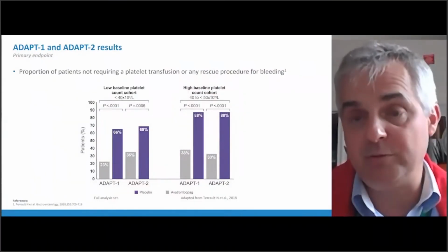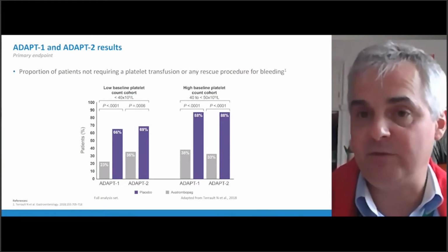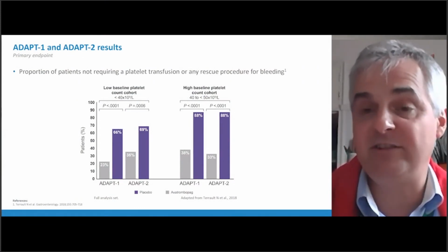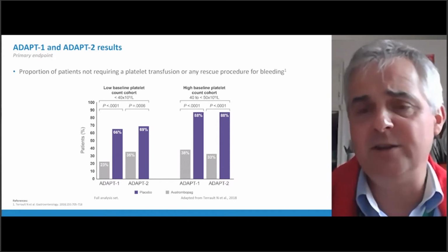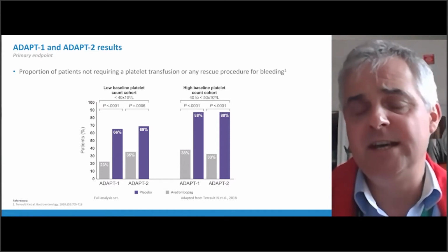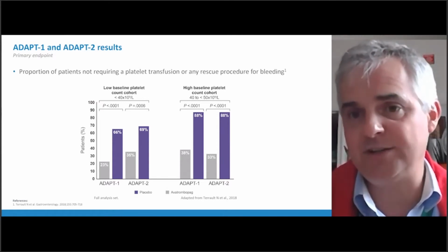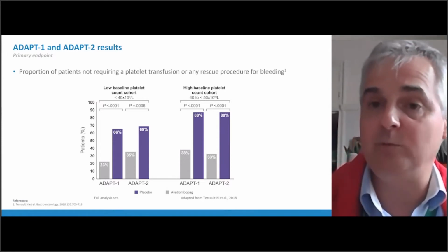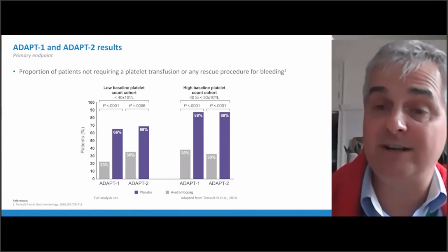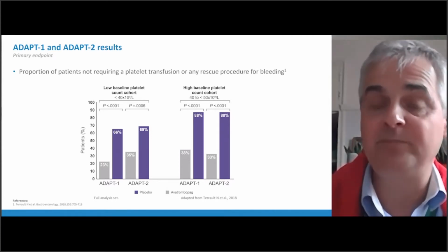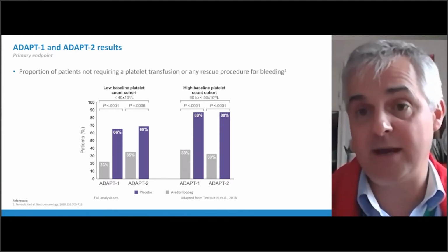But as you can probably see from these slides, in both groups, even those patients with very severe thrombocytopenia, there was a significant rise in platelet count. And in those patients undergoing procedures, it was much more likely that patients would not require a platelet transfusion prior to therapy and would avoid requiring any form of rescue therapy after their therapy if they had received avatrombopag prior to their procedure.